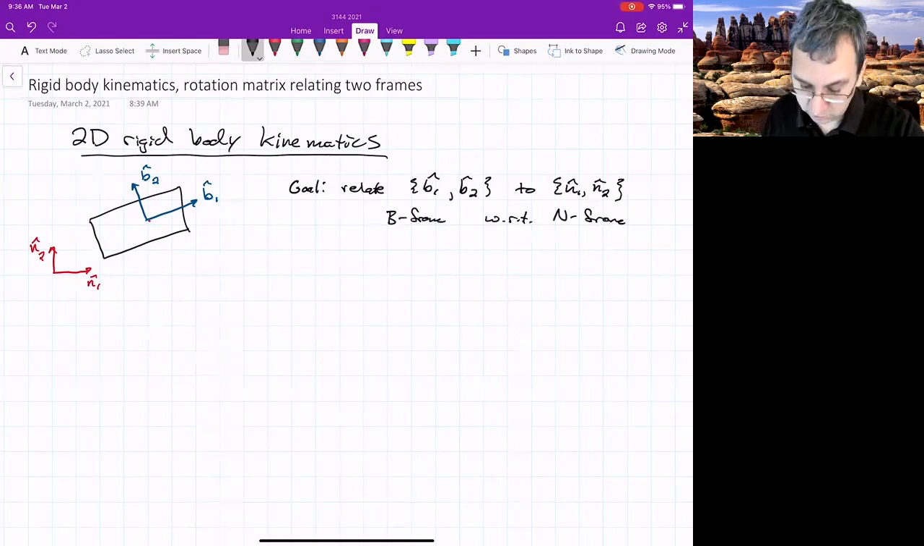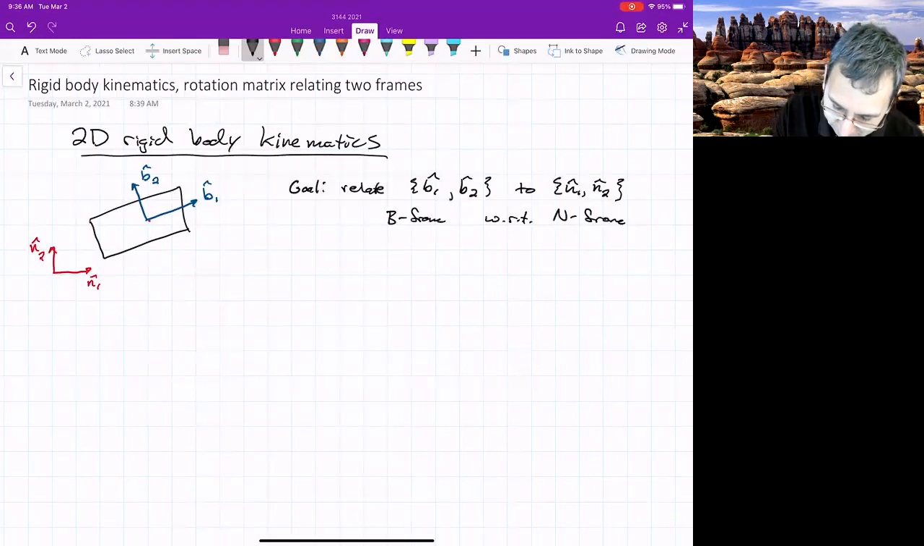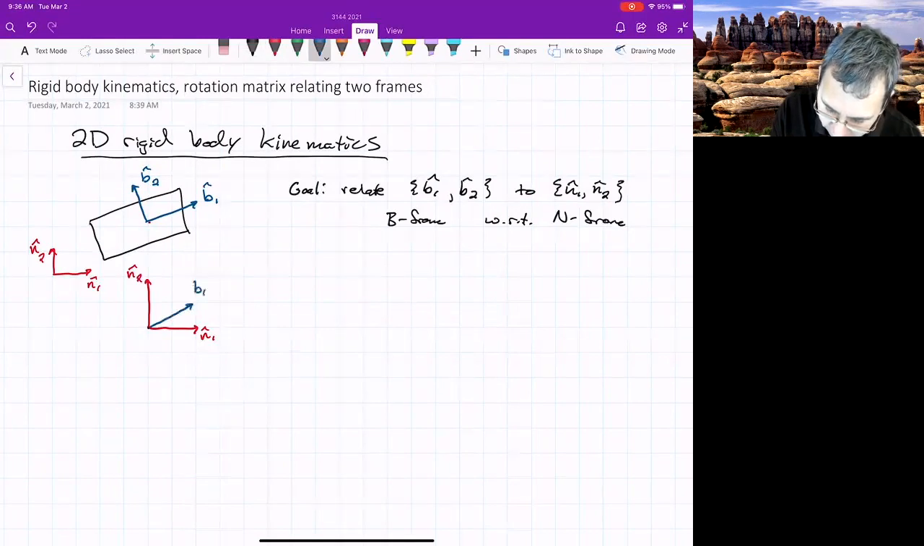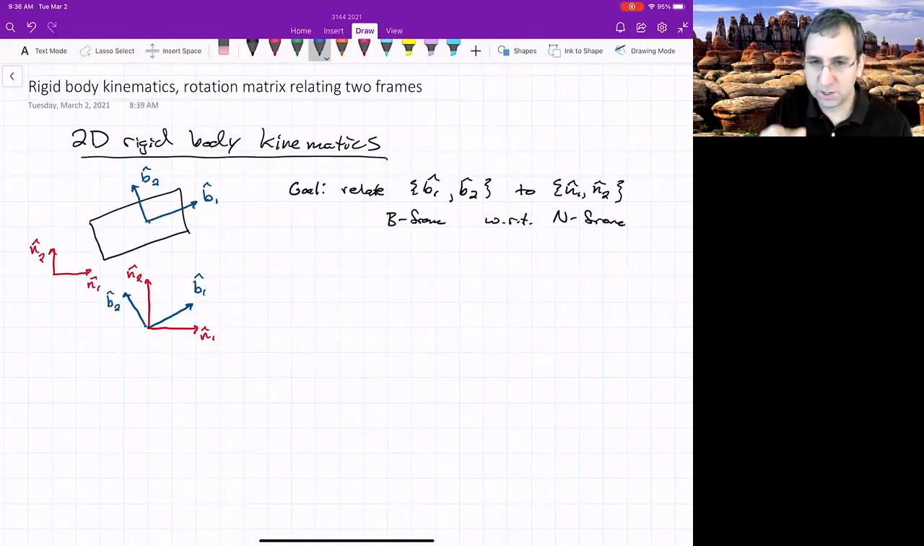So how do we do that? Well, instead of thinking of them as having different origins, you just overlay them, putting the tail of the vector at the same place. By tail of the vector, I mean you pick a point, and then we've got N1 and N2, and then B1, B2. I'm just showing it at some arbitrary orientation. As a rigid body moves, that orientation will change. But just imagine one particular orientation. Here's an orientation. Okay, so how would we describe this?